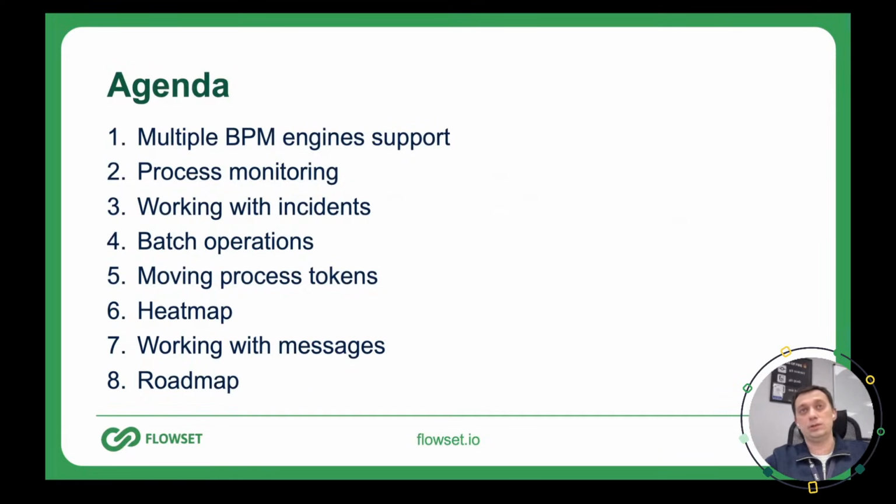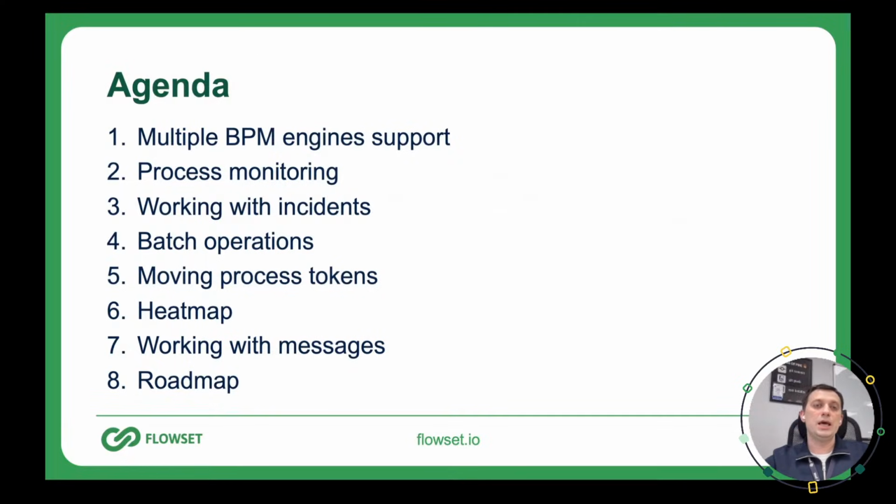The next thing is that for sure we provided everything which was in cockpit plus extras, such as working with historical data, such as batching operations, and so on and so forth. I will show you a bit in a minute after. Okay, so today we will go through the functionality of working with incidents. We will look at how the batch operations are working, which are already implemented. We will discuss some premium features like moving process tokens.